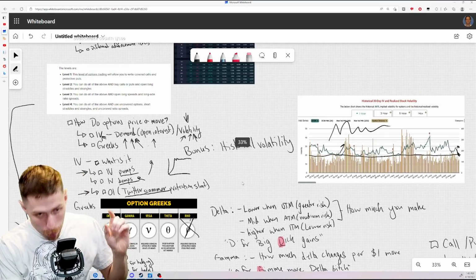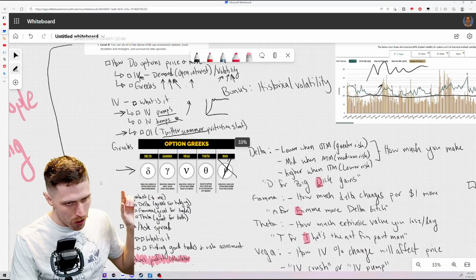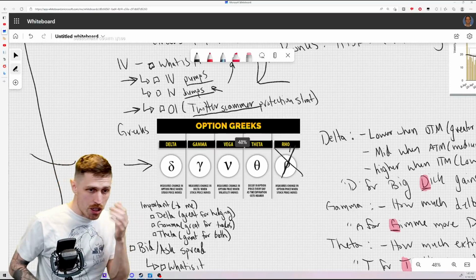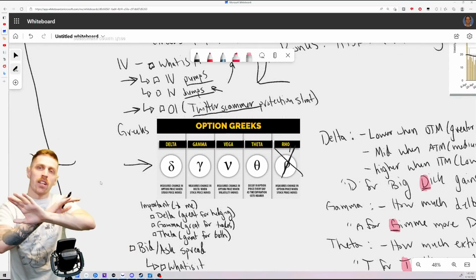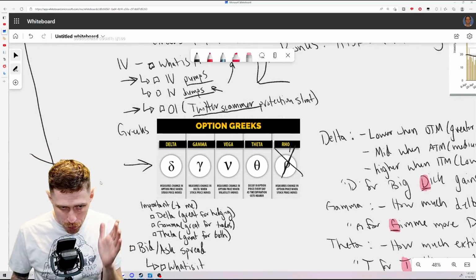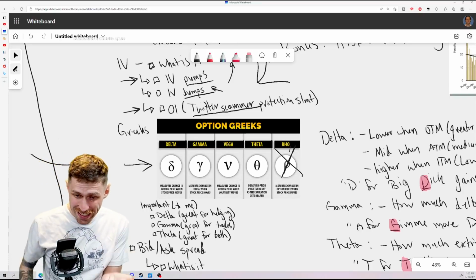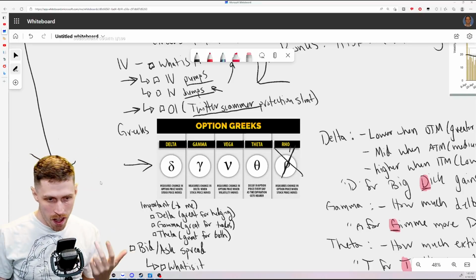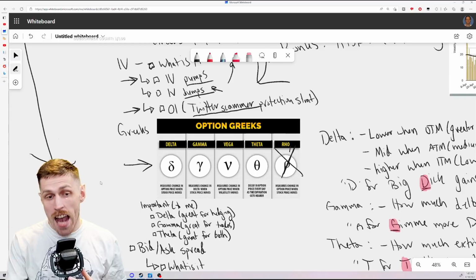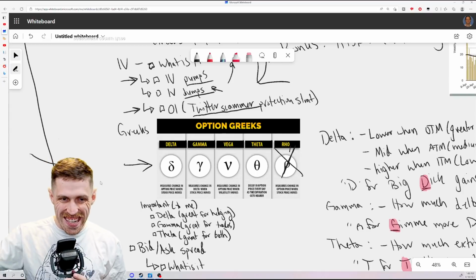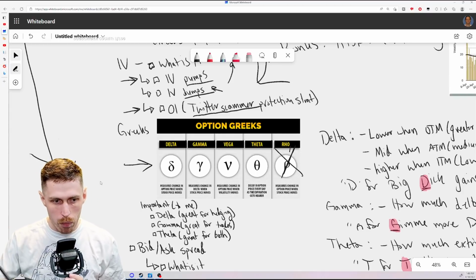But now let's get into the most confusing stuff, the stuff that people hate learning the most, which is the Greeks. I am not even going to focus on Rho, right? I'm going to first give you the book definitions because I think that's maybe important. And then we're going to dive into what the concepts actually are, because that is actually important. Delta, Gamma, Vega, Theta, Rho. You guys can read, right?